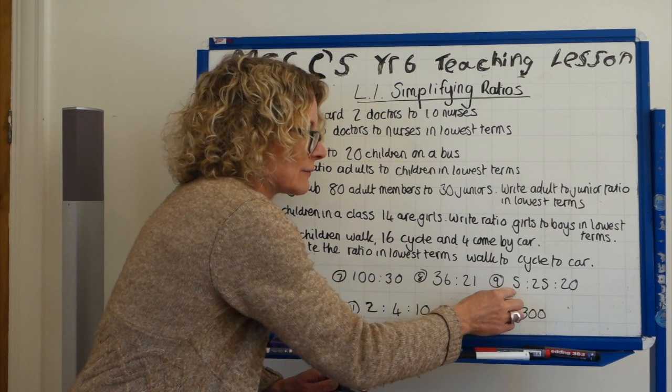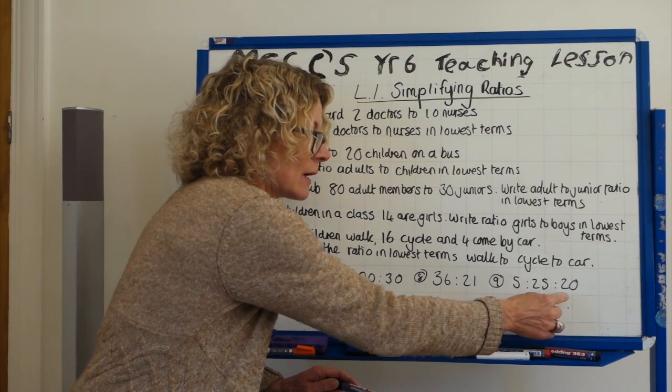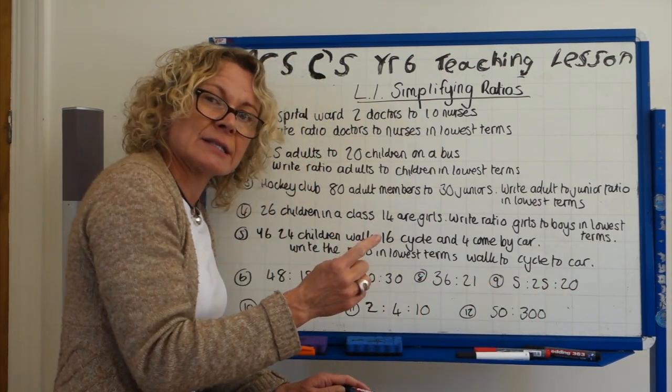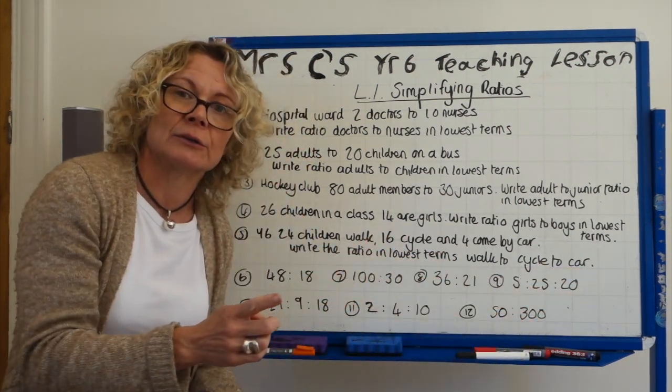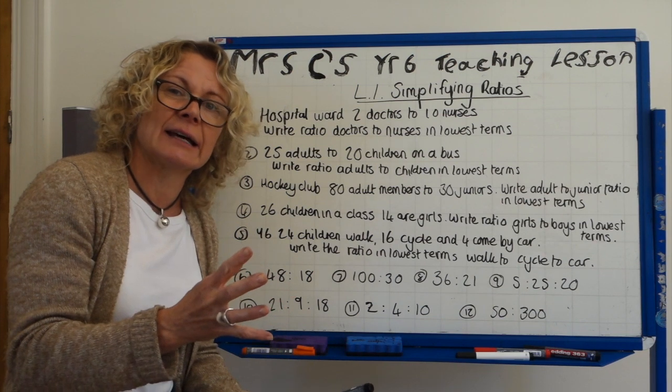So what is a factor of 5? That's a factor of 25. That's a factor of 20. Whatever you do to this one, you do to this one, and you do to that one. Okay? I think you'll get it.